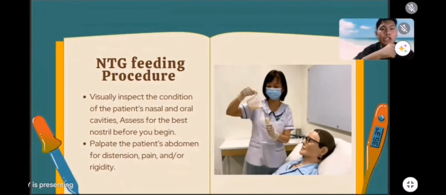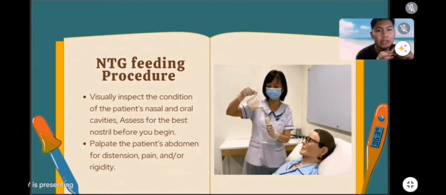Next is the NGT feeding procedure. So NGT feeding uses a special tube that carries the food and medicine to the stomach through the nose. First, in the NGT feeding procedure, visually inspect the condition of the patient's nasal and oral cavities. Assess for the best nostril before you begin. So you must pick the best nostril before you begin the procedure.